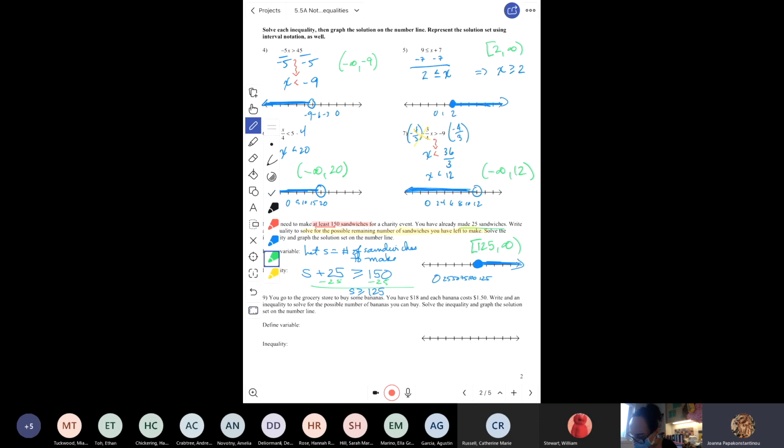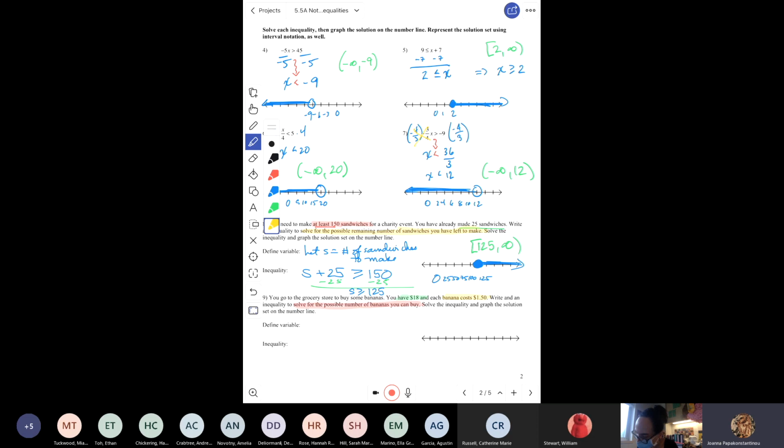You go to the grocery store to buy some bananas. You have $18. You only have $18. You can't spend more than that, right? A banana costs $1.50. The expensive bananas. Write an inequality to solve the number of bananas you can buy with that $18.